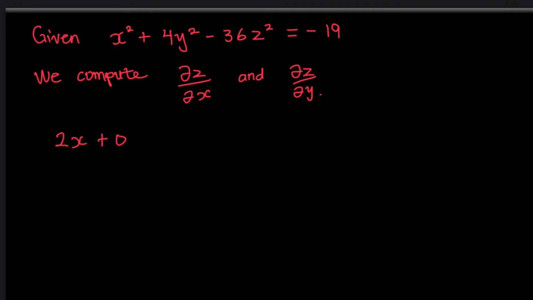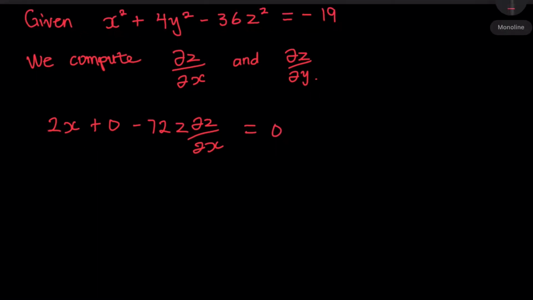Then we now differentiate minus 36z squared with respect to x using implicit differentiation. So that's going to give us minus 72z ∂z/∂x. Then it's equal to, when you differentiate 19, since it's a constant, we are going to have 0. So this is what we now have. Now let's simplify and group terms.